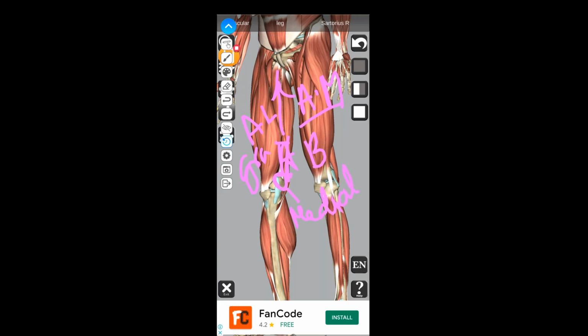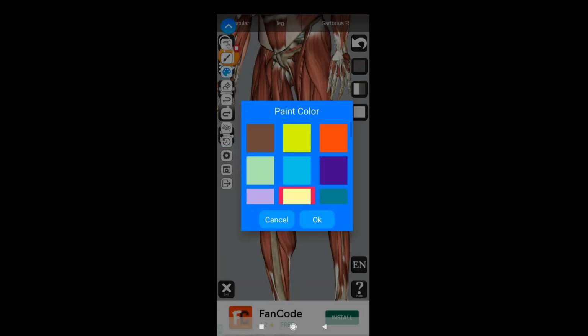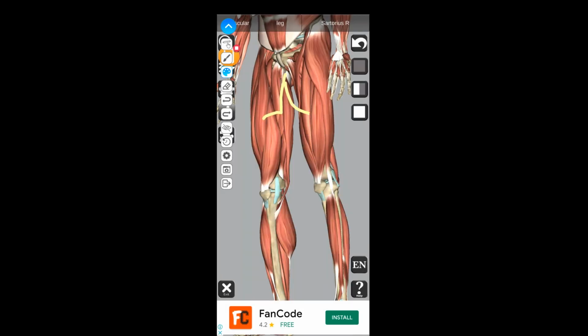So if I redraw my distribution of supply: the posterior division supplies adductor magnus, and also adductor brevis. Adductor brevis is the middle one, so it also gets supply from the anterior division. The anterior division supplies adductor longus and gracilis. Done. Obturator nerve is done.